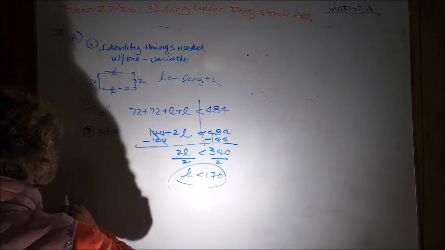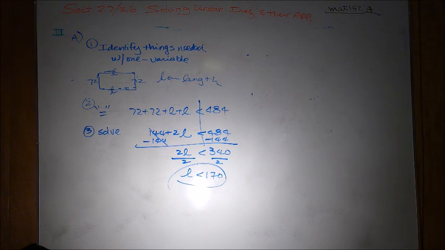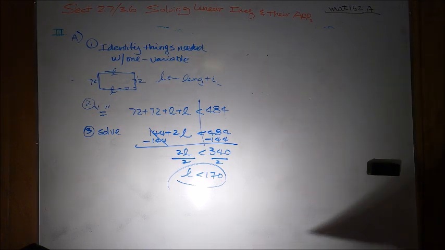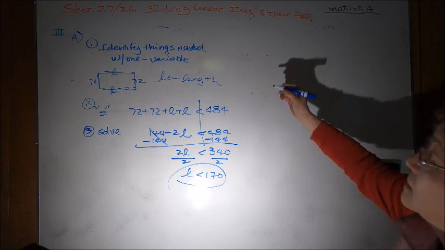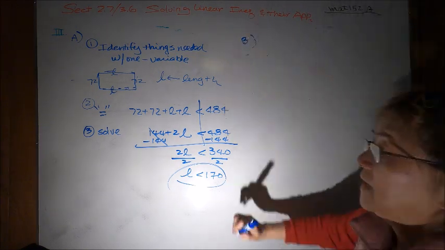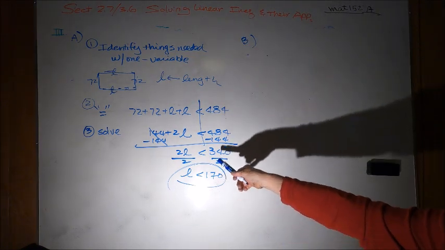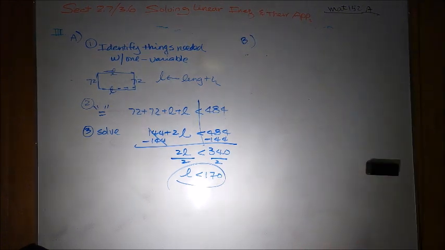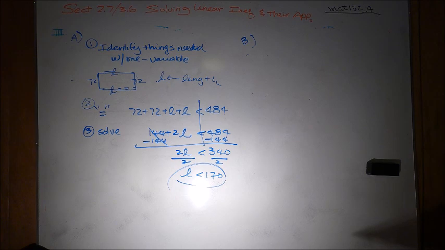That means I can build the rectangle shape, and the length would be less than 170 feet. Okay, that's how we use the skills we have for solving linear inequalities. Let's look at the next one.